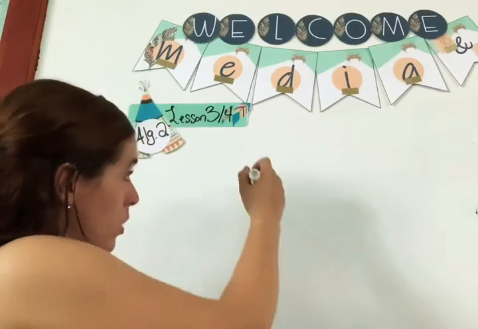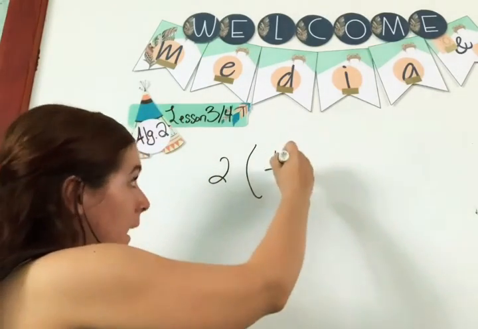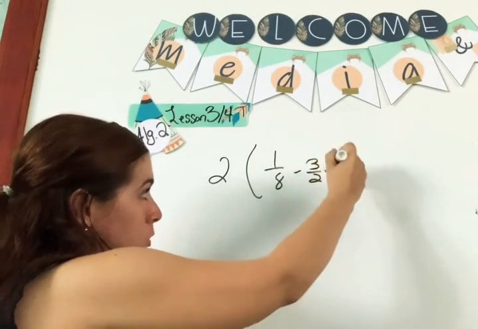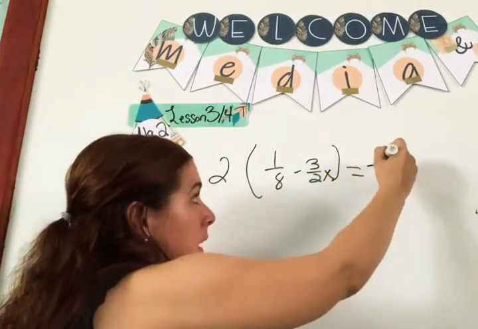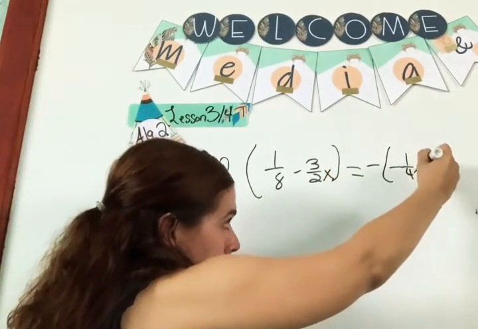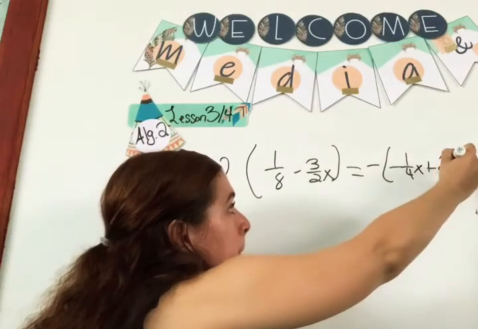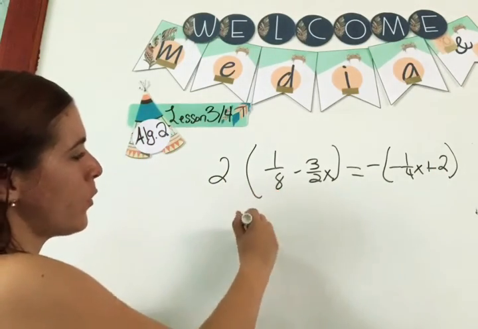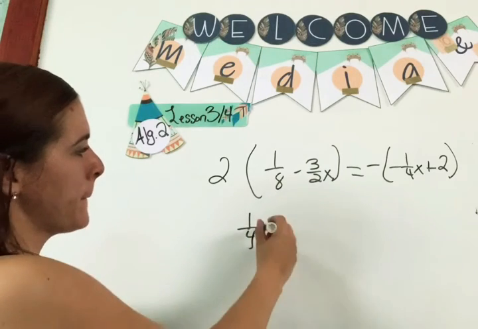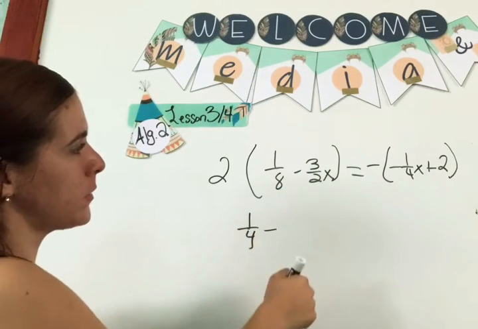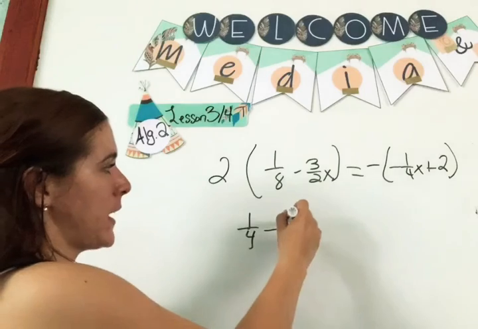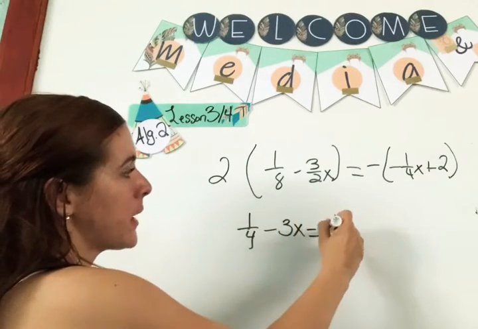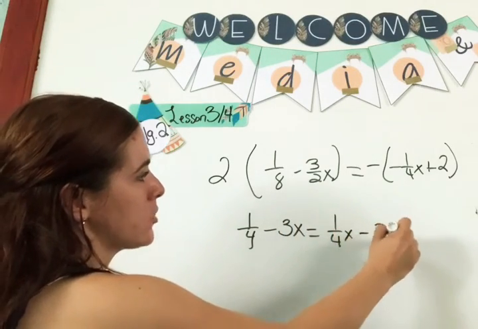So it's going to be 2 times 1/8 minus 3 over 2x equals negative 1/4 x plus 2. Okay, you can see the whole thing good. So 2 times 1/8 is 1/4, because you're canceling, right? Minus 2 times negative 3 halves is actually going to be negative 3x equals positive 1/4 x minus 2.